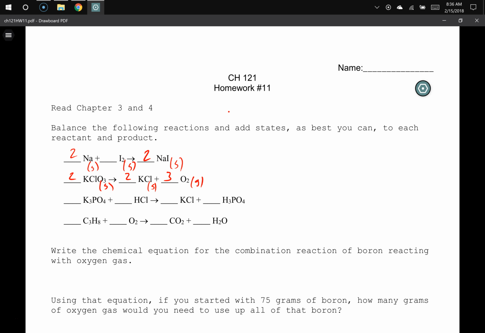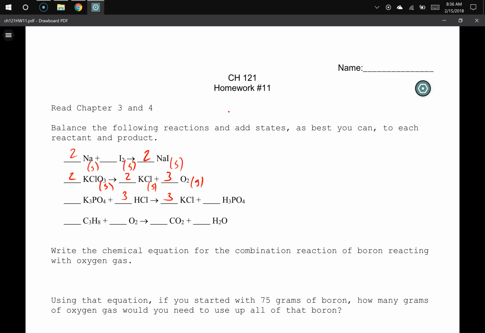Okay. Next one. I can take care of my potassiums if I put a 3 in front of the KCl. But when I do that, that gives me 3 chlorines. So I'm going to have to go back over to the reactant side and put a 3 in front of the hydrochloric acid, which was helpful because I needed 3 hydrogens anyway to be put in front of the phosphoric acid. And that's it.